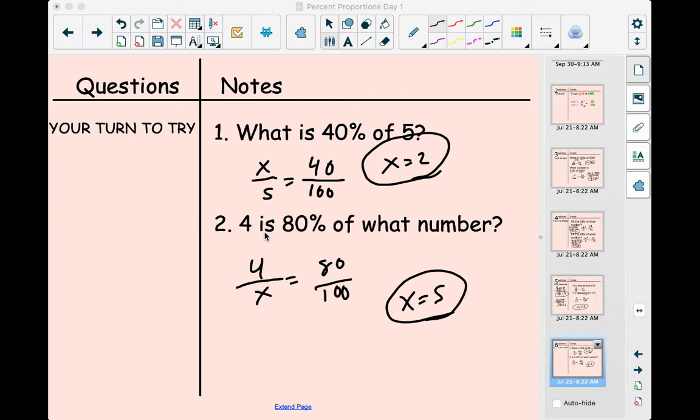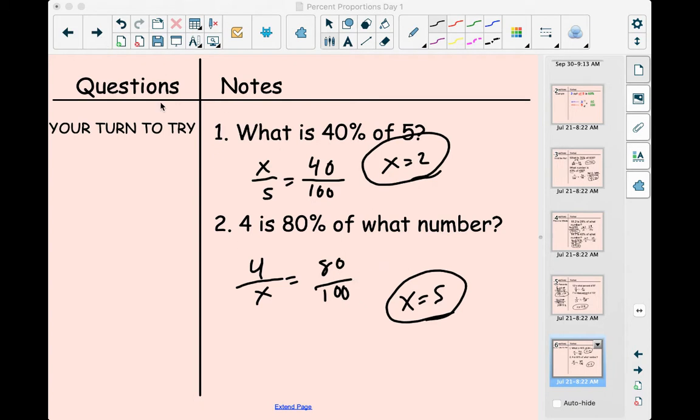Second one, 4 is 80% of what number? So 4 is the part, 80 is the percent. What we don't know is the number we're finding the percent of. So the whole is the unknown here. Again, this one is pretty easy to figure out because 80 divided by 20 was 4. So I can do 100 divided by 20 to get 5. So 4/5 is 80%. 4 is 80% of 5.